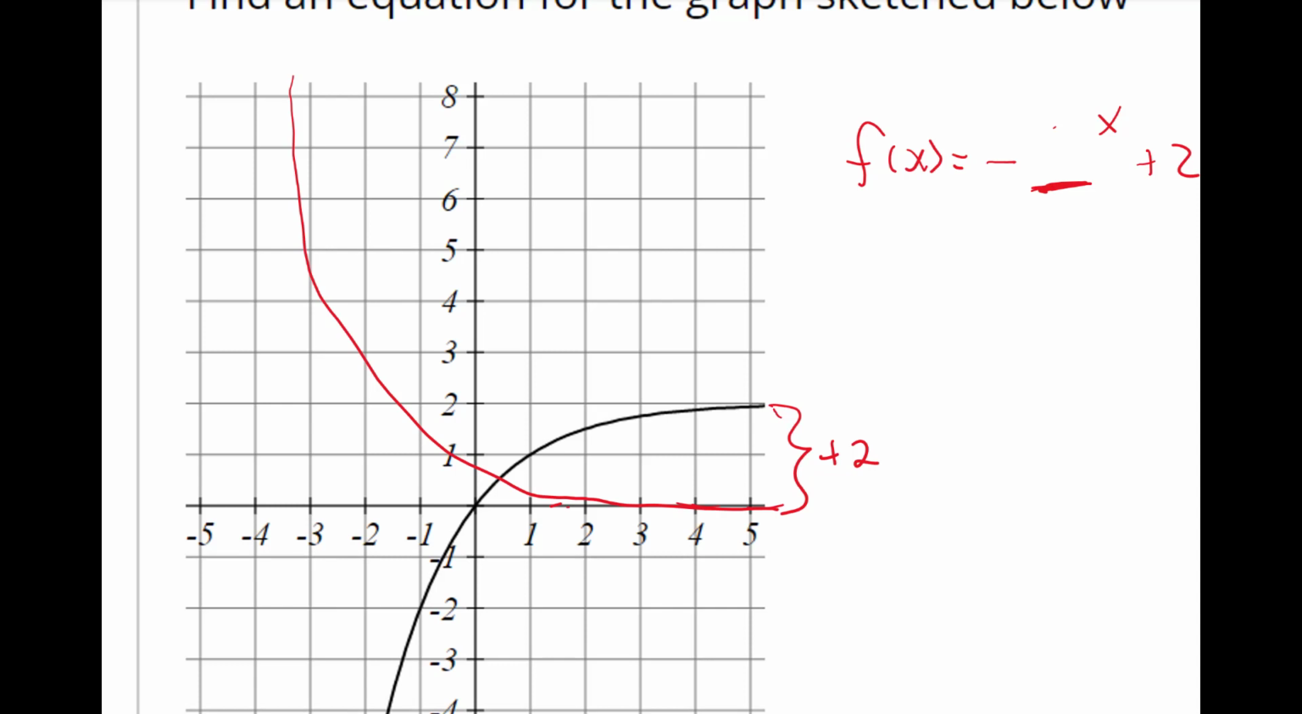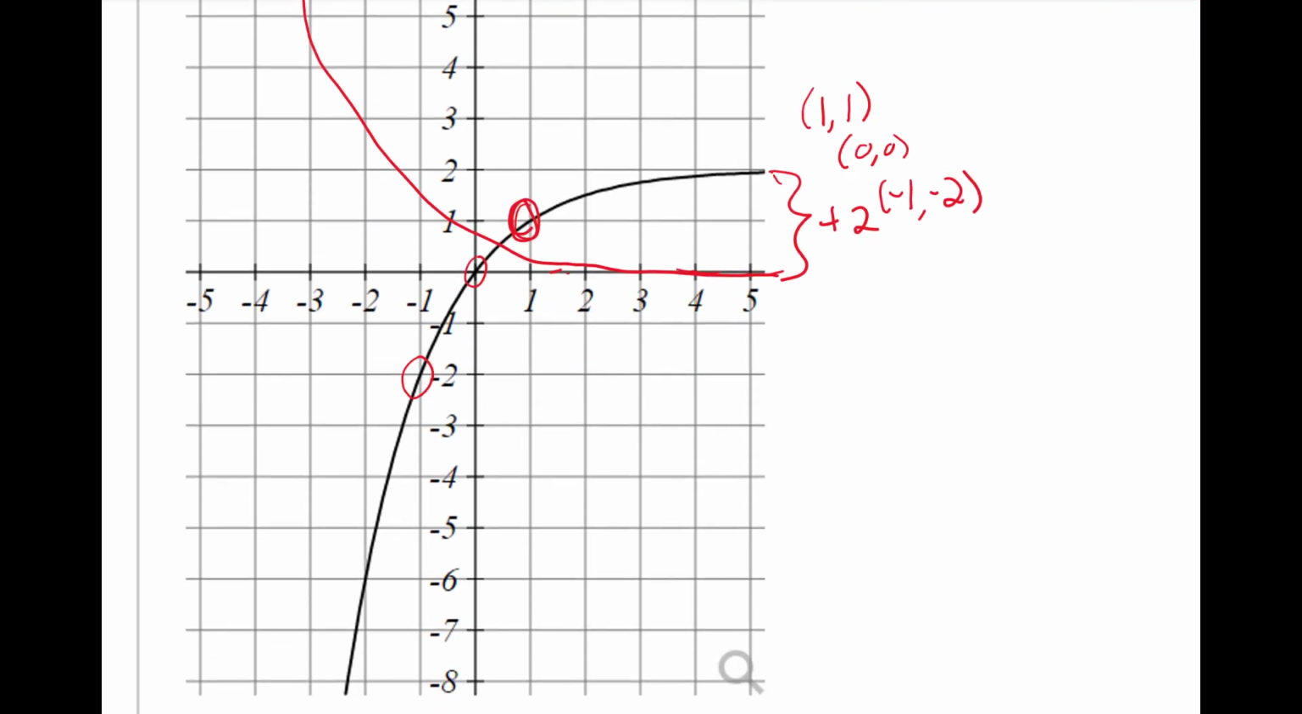Let's look at some points that it's going through. It's going through here, and that is at 1, 1. And what else? Going through 0, 0. And I see back here it's going through negative 1, 0. Or sorry, negative 1, negative 2. And we got this one back here, negative 2, negative 6.